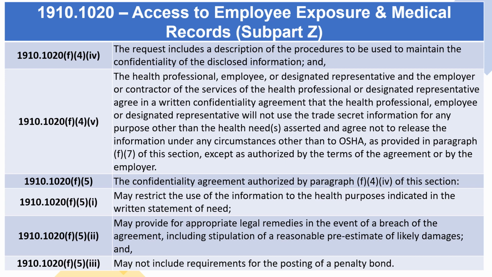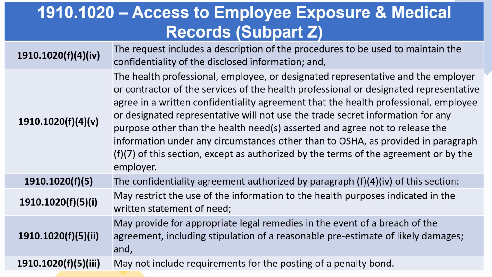1910.1020 F4-4, the request includes a description of the procedures to be used to maintain the confidentiality of the disclosed information. And 1910.1020 F4-5, the health professional, employee, or designated representative and the employer or contractor of the services of the health professional or designated representative agree in a written confidentiality agreement that the health professional, employee or designated representative will not use the trade secret information for any purpose other than the health needs asserted and agree not to release the information under any circumstances other than to OSHA, as provided in paragraph F7 of this section, except as authorized by the terms of the agreement or by the employer.